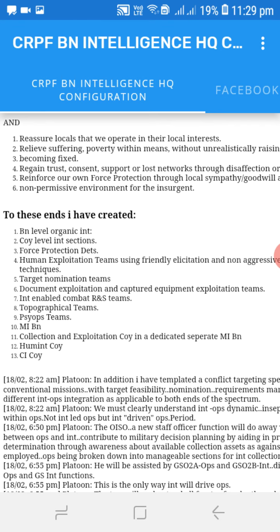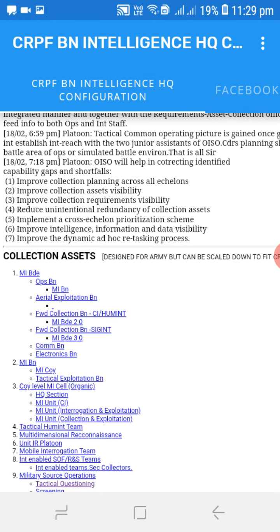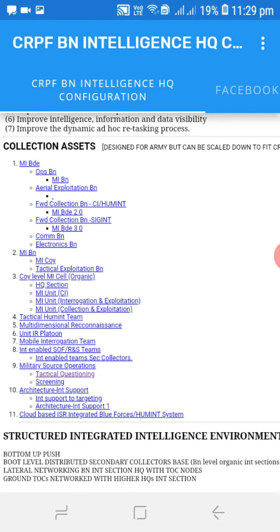Then there's target nomination teams, document exploitation and capture exploitation teams, enable combat RNS teams, topographical teams, PsyOps teams, MI battalion, collection and exploitation company, human company, and counter company. Leaving this aside, if you go through this discussion I had in the chat, you understand the importance of organic capability. The collection assets here are meant for the army. I had totally devised an MI brigade, a separate MI battalion, exploitation and interrogation and collection.